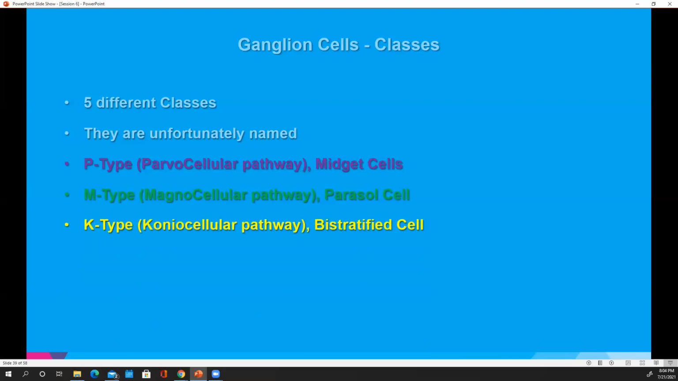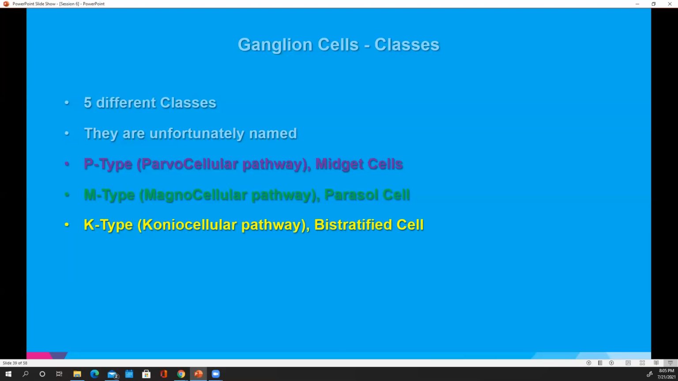Then you've got this thing called the K-type coniocellular pathway. These are the 3 main pathways. I've put them up on the screen. They're the only 3 that you really know, and you have to know them, because they connect to everything in the brain. They help you with your neuro-ophthalmology. They'll help you with glaucoma. They're going to help you in retina. They're going to help you just understand the visual pathway.